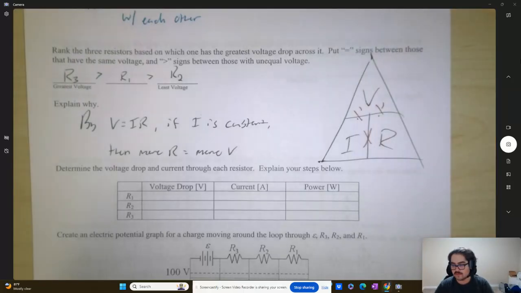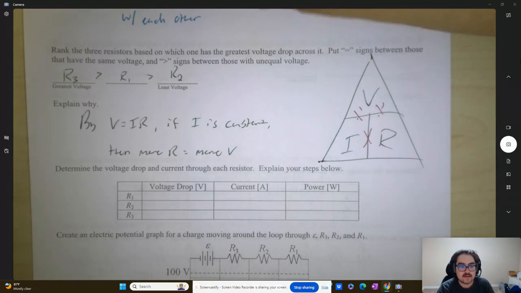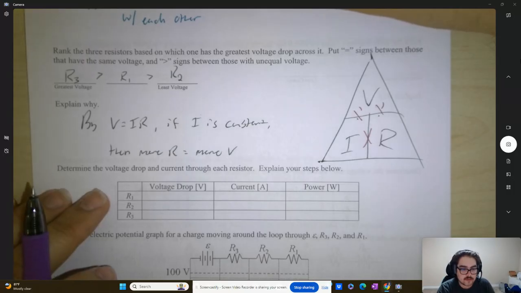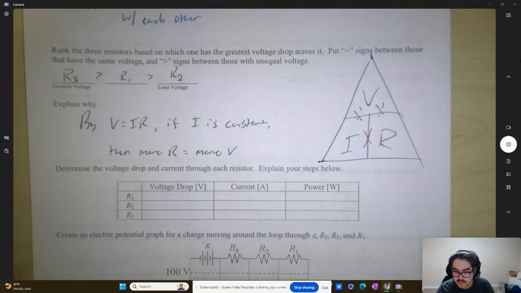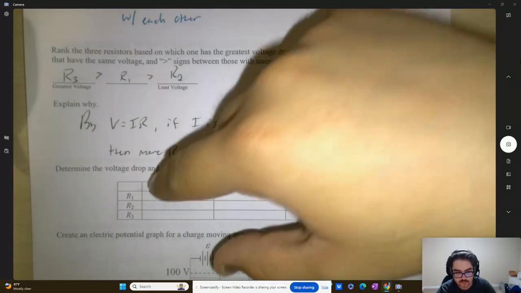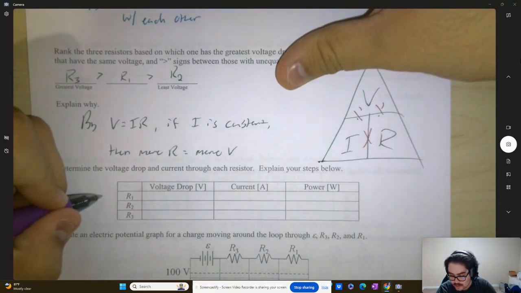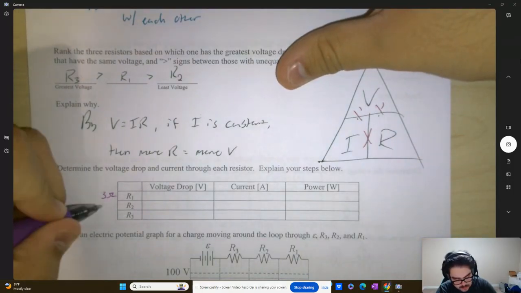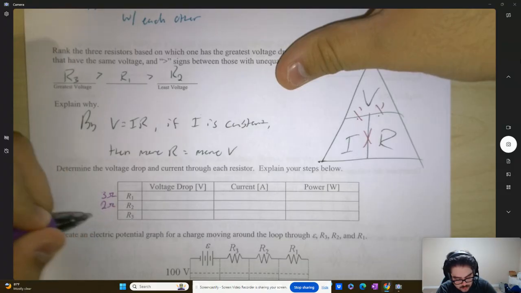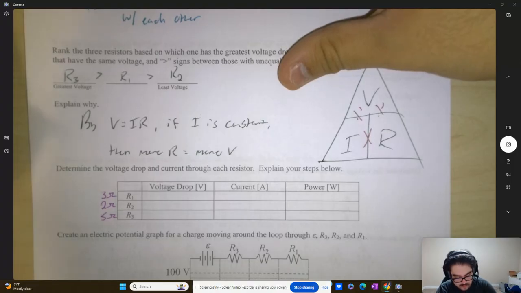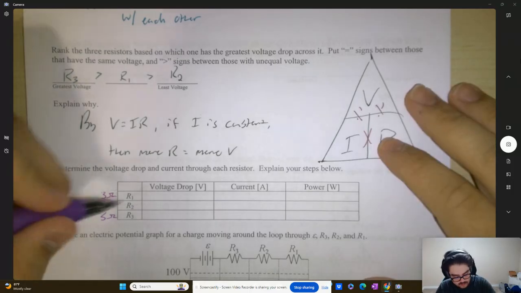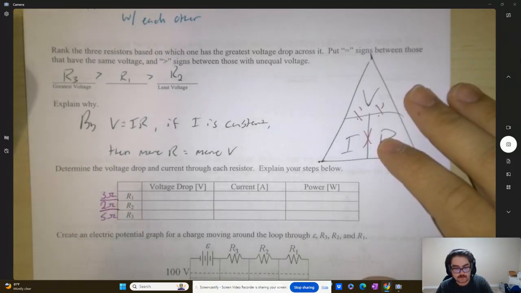This next part is basically what we want to get at: figuring out voltage drop and current through each resistor. One of the main points of this lesson is being able to properly solve circuits, and this is the first major step to doing that. Determine voltage drop and current through each resistor. We've already established that the current is going to be the same for every single resistor. Let me write off to the side some reminders of what each resistor is: R1 is 3 ohms, R2 is 2 ohms, and R3 is the 5 ohm resistor.